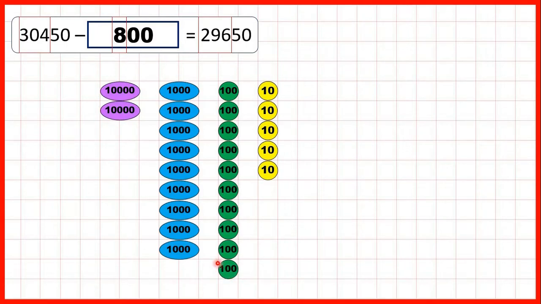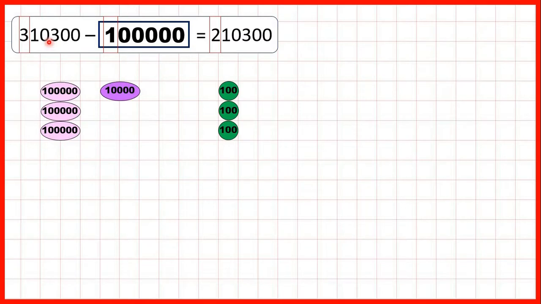So now, because we've already taken away 400 counters, we can take away 5, 6, 7, 8, and we can see that that leaves us with 29,650. So here, the 10,000s, thousands and hundreds digits all changed, and that's because we needed to exchange to subtract 800s. Then we had 310,300, and we saw that in our answer only the 100,000s digit had changed, so we'd just taken away 100,000 to give us our answer.